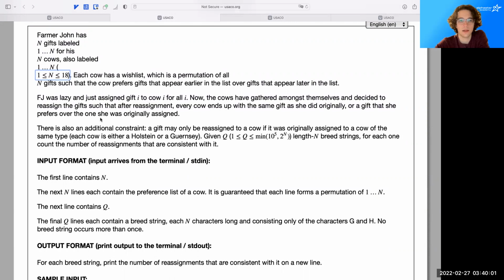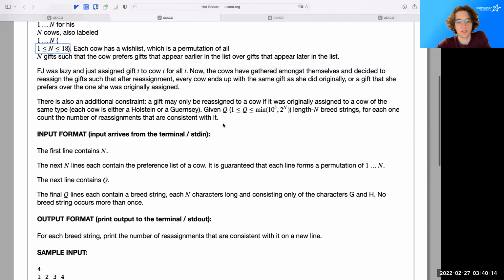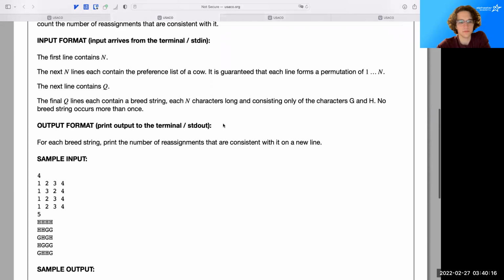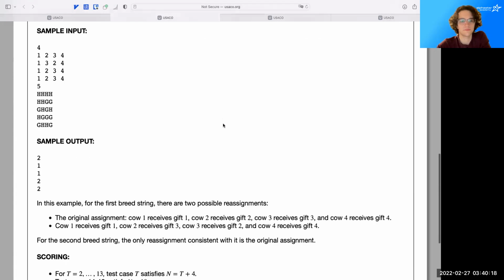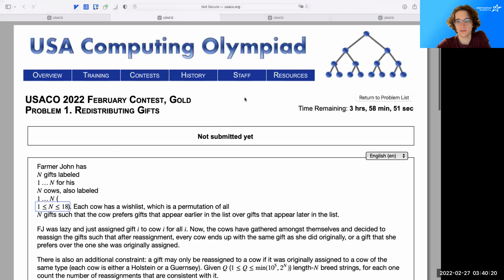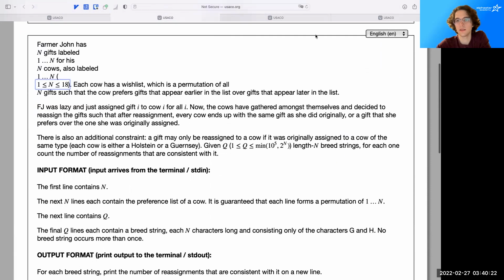Okay, so we want to see if we can permute the gifts that are currently assigned in order to still be consistent with the preferences. But we also have some restrictions on which reassignments we can make. So I'm not entirely sure how to solve that. It's a little bit similar to one of the silver problems. So I have a couple ideas, but we'll come back to that.